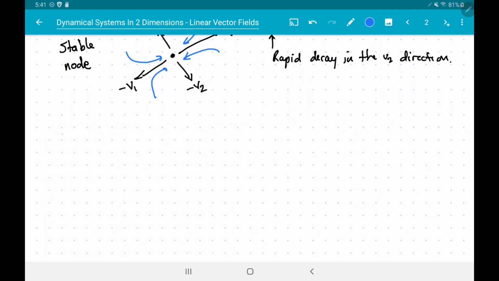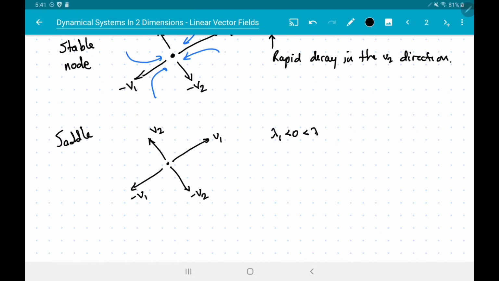Finally, what happens if you have one positive eigenvalue and one negative eigenvalue? In that case, you have something called a saddle. So let's suppose that lambda 1 is less than 0 and lambda 2 is greater than 0. So then you get decay in the v1 direction, but you'll get growth in the v2 direction.